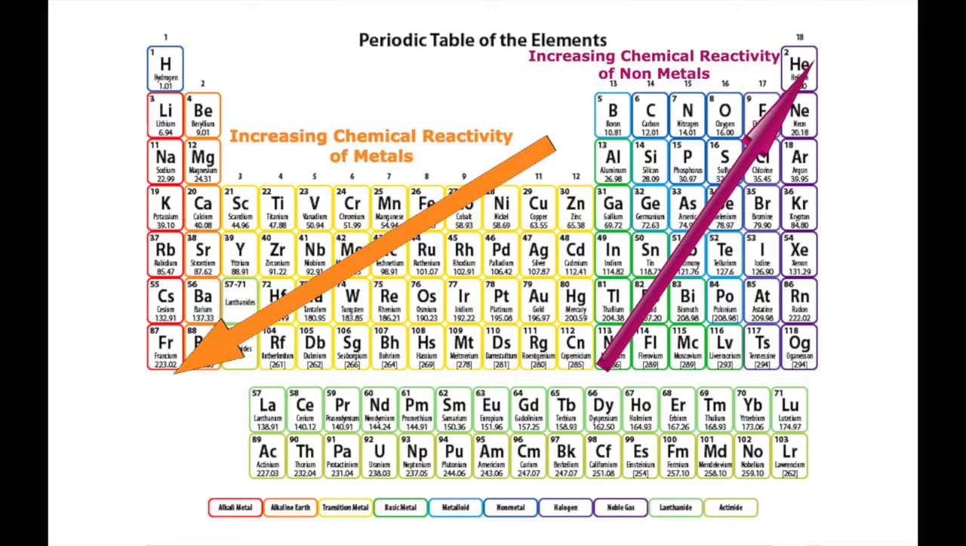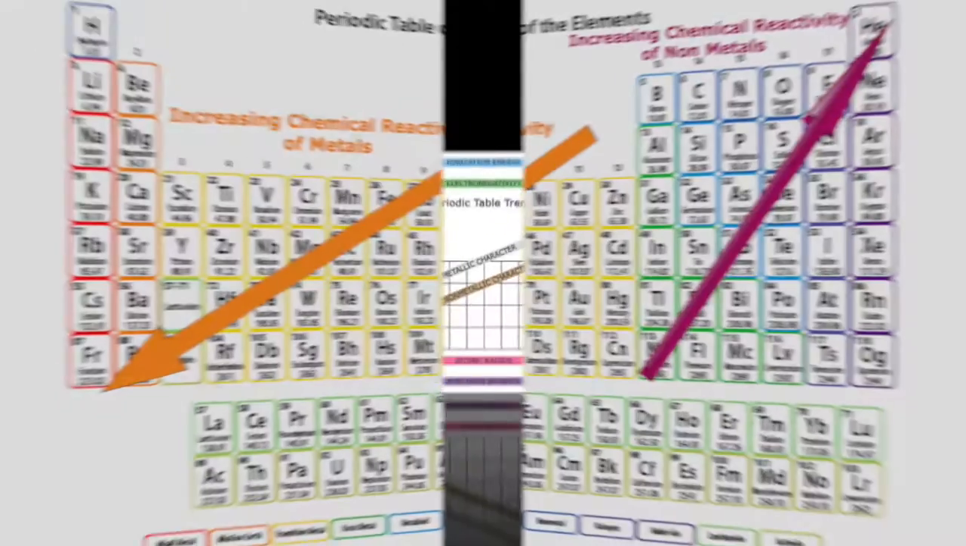However, for nonmetals, reactivity increases to the right of a period and up a group. This is because nonmetals form anions, so they gain electrons. Therefore, they would be more reactive due to electron affinity increasing in the same direction.